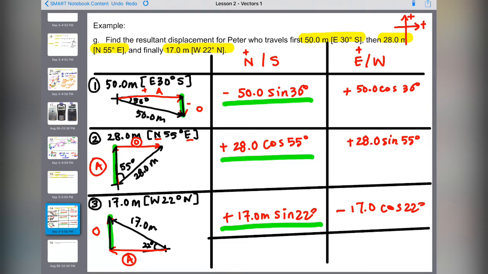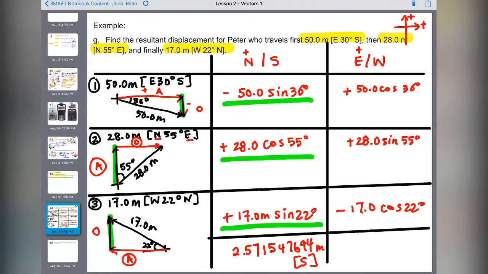So negative 50 times sine of 30, adding 28 times cosine of 55, adding 17 times sine of 22. So along the y direction, I have a negative 2.57, meaning this is going 2.57 meters towards the south direction, because it is an overall of a south, of a negative answer.